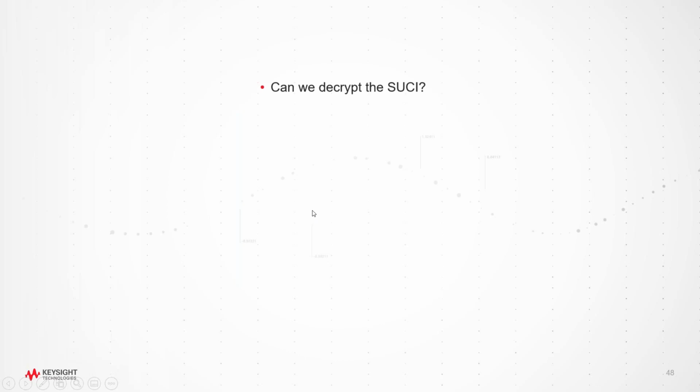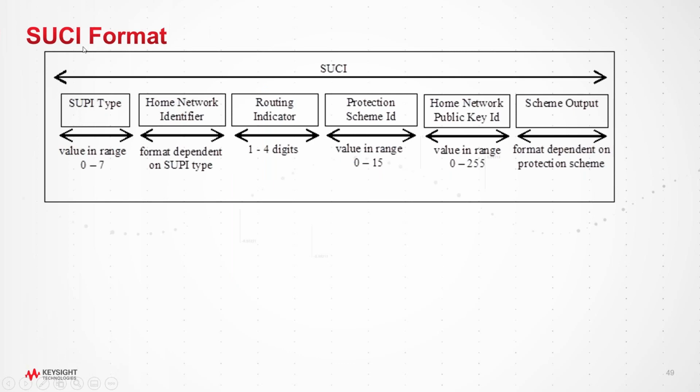And then, of course, our last question here is, can we decrypt the SUCI? So we're talking about uniqueness. We're talking about how often it changes. Well, if we can decrypt the SUCI, then we don't care about those first two questions, right? If we can decrypt it, then we don't care. So can we decrypt the SUCI? To answer this question, we really need to look at how the SUPI is encrypted, okay? So let's do that. Let's start off with the SUCI format here. There's a SUPI type, home network identifier, routing indicator, protection scheme ID. Now this protection scheme ID can take all 0 values called the null value.